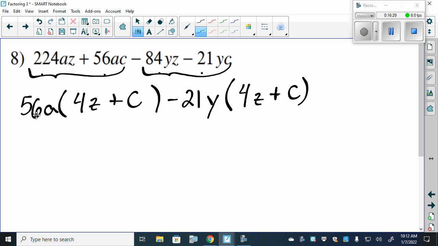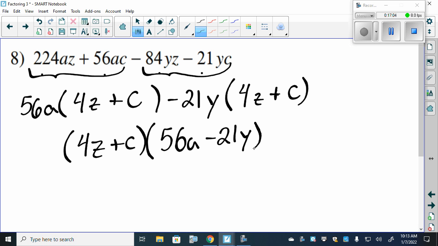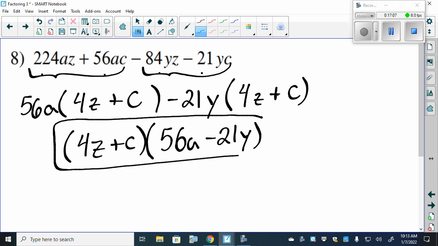So sometimes working with this factoring by grouping, looking at the first two, we had some difficulty seeing what we needed to factor out. But looking at the second two, okay, we could see that a little bit clearer. We factored it out and saw how we could make the first one be the same. So sometimes grabbing the first two is not always the easiest. Then we can factor out that 4z plus c, which leaves us with 56a minus 21y. And that's it.